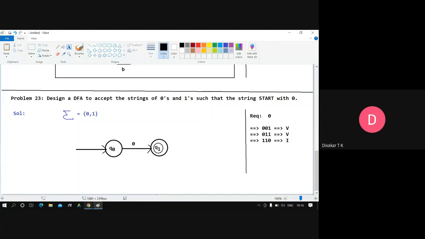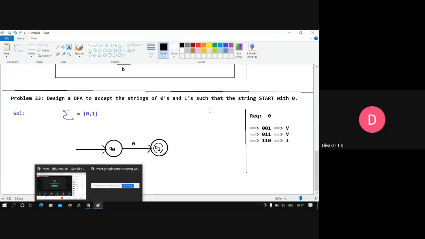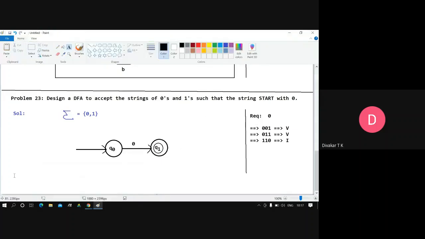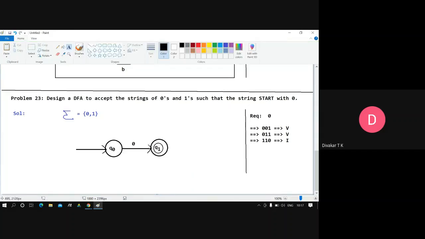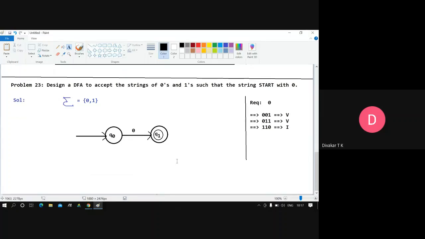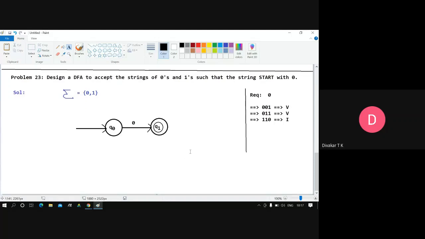Whenever I ask the question, there is no necessity of leaving the meeting, guys. I'm passing the questions to another person, and I'm observing everything. 50 internal marks are in my hand. So Q0 to Q1, that is 0. It's valid now. Great. Now again, I will come back to this.